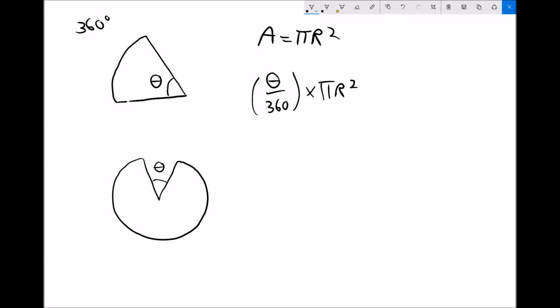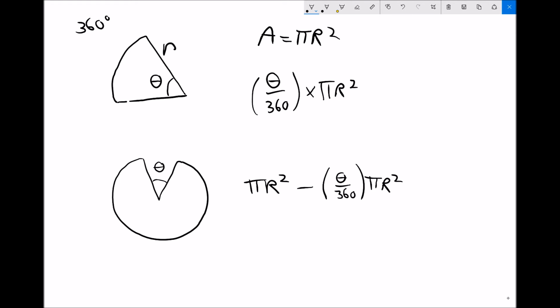In the case of the example at the bottom, we would calculate the area of the circle, pi r squared, but we would need to subtract the area of the sector. And the area of the sector again would be theta over 360 times the area of the circle. There is an alternative way to approach that one, which we'll come on to later in this video. So let's do some specific examples.